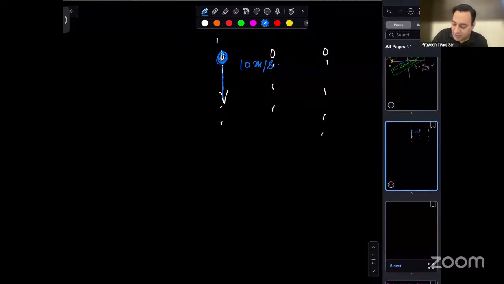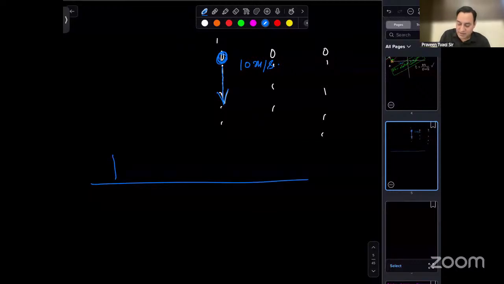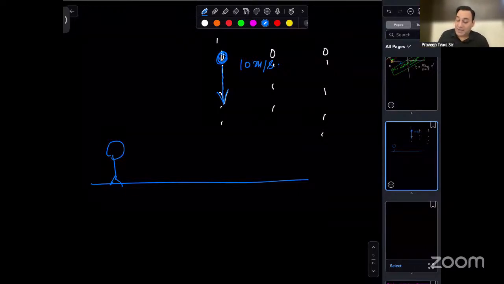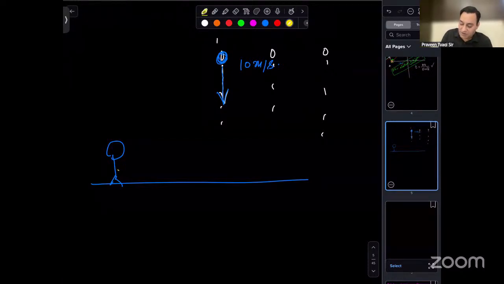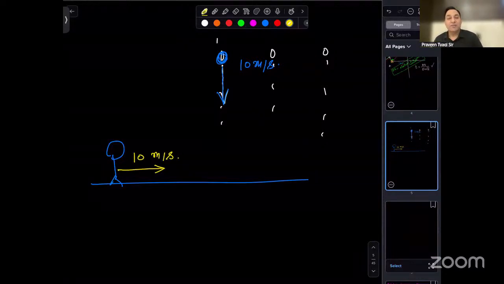Now, if a man standing on the ground observes these raindrops and he's standing still, he will find them falling vertically downwards. There is no confusion about it. But if the man is also moving in this horizontal direction with 10 meters per second, now how will he feel that raindrops are falling?